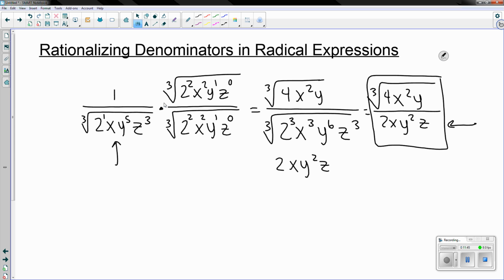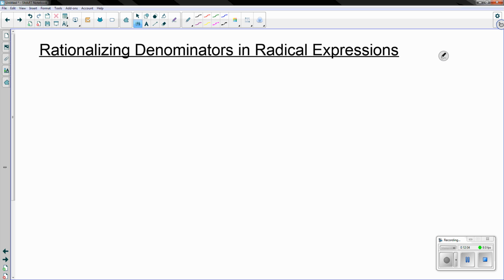So I successfully rationalized, and I know that's a valid equivalent version because I feel confident in the arithmetic execution, but also I multiplied the top and bottom by the same value, and therefore I was technically multiplying by a form of 1. So now that we have brought up how to rationalize, let's summarize.